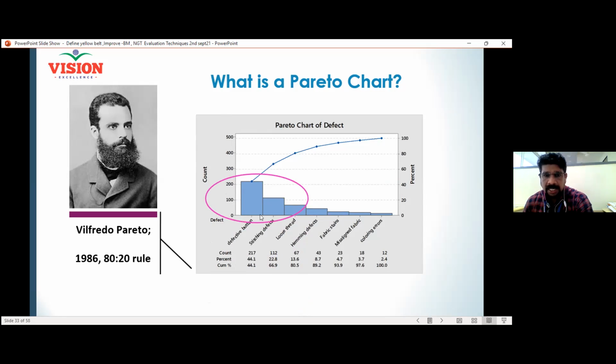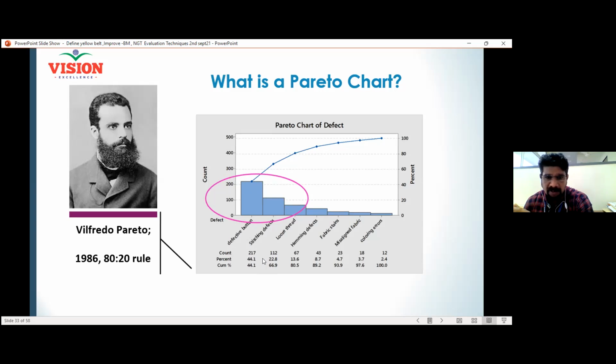Okay, then we have a blue line. The blue line gives the accumulated percentage of defect. So what is the percentage of defect of the defective button? It comes to nearly 44%. You can see here 44%. What is the defect of the stitching? It is 22%.